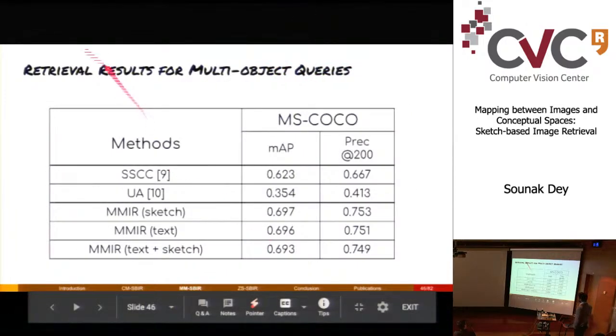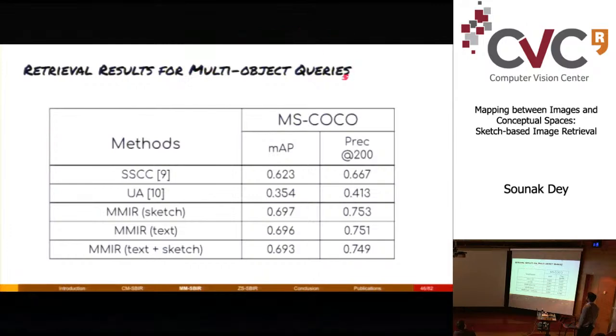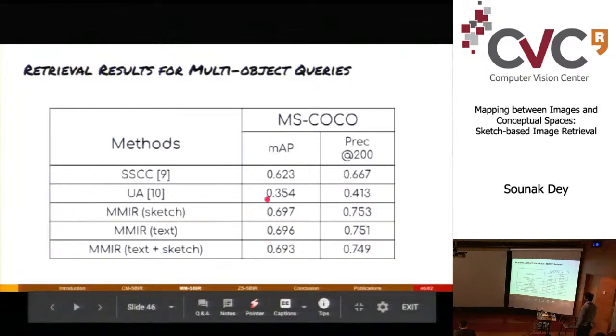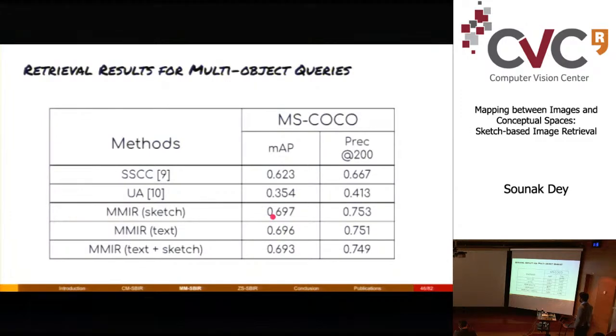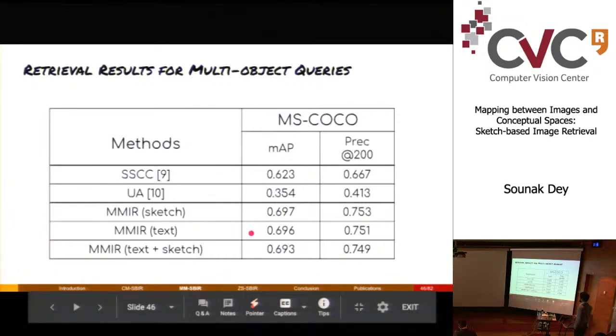So here are some retrieval results for the multi-object queries, where again, I have to specify this is MS COCO, where we curated the dataset for multi-objects. But in this multi-objects, we made sure that we have more objects, like not just two, three, four, and five, less than six. So once we have it, we compared with the other state of the art.